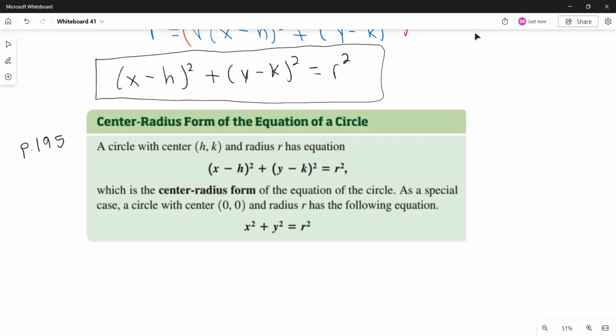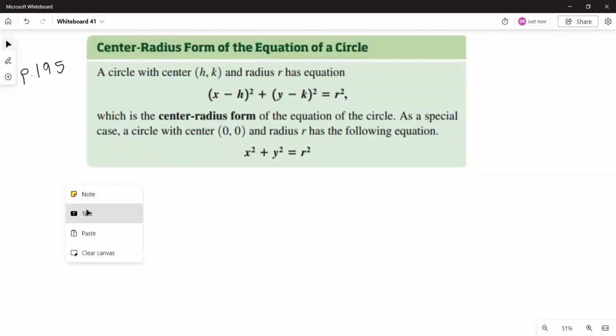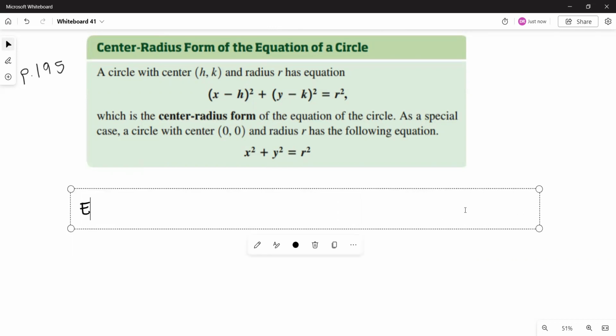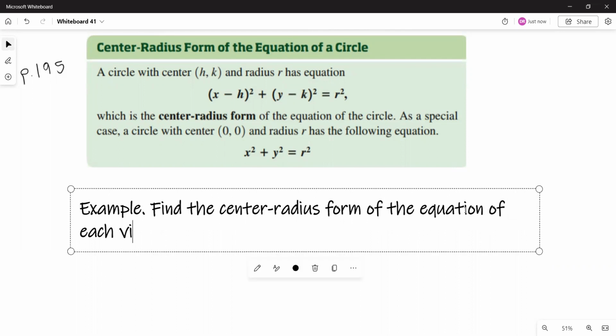We're going to do examples. Find the center radius form of the equation of each circle described. And we're going to sketch the graph.